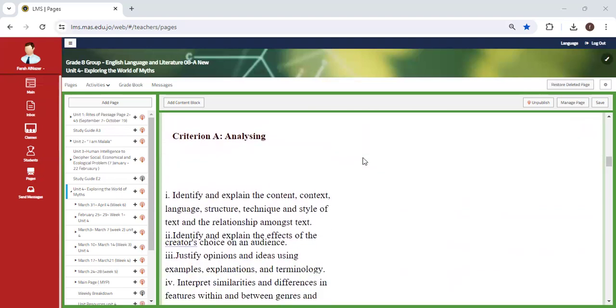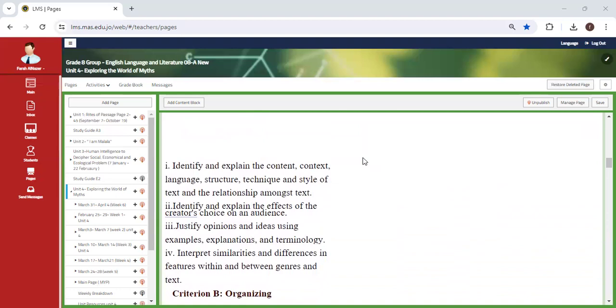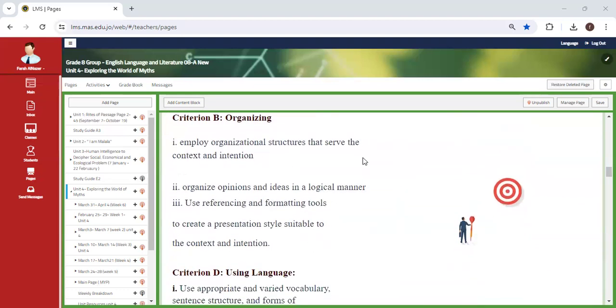you'll be able to answer this question. Now, as you've noticed, I said you'll be comparing and contrasting, and this leads us to criterion A. So for the final unit, we're going to do A, B, and D. A stands for analyzing. You are going to analyze two different texts, identify the main idea, the technique and style, the message that they're trying to infer, and you need to always justify your opinions and ideas by referring to examples from the text.